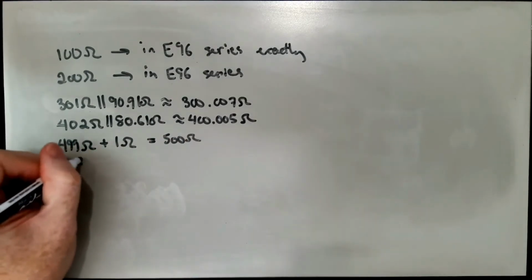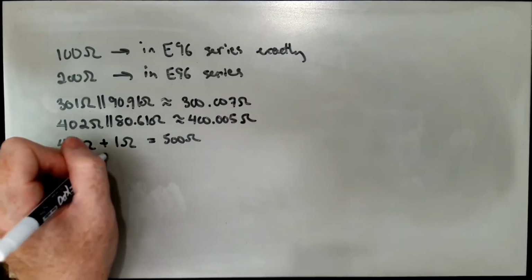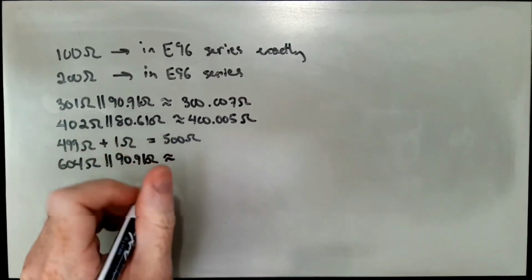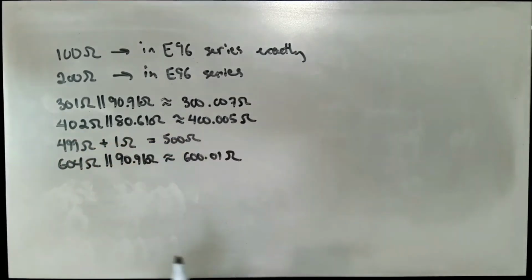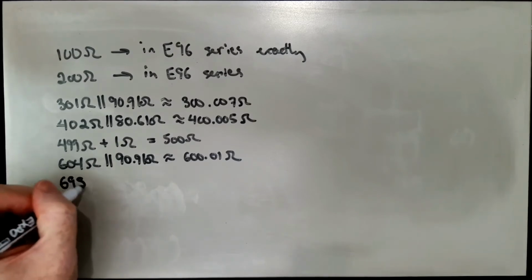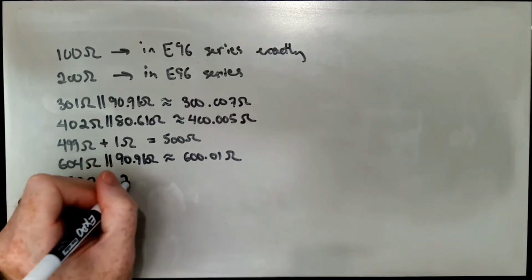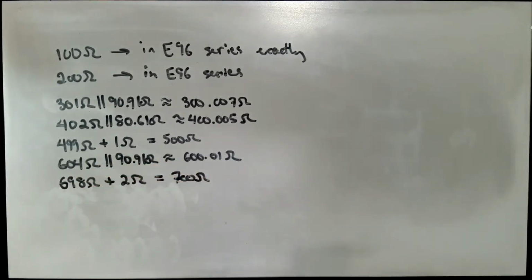604 ohms is the closest E96 value to 600, and if we put that in parallel with 90.9K ohms, that's about 600.01 ohms. Not quite as close as these two to their respective values, but close enough. 698 is the nearest E96 value to 700 ohms. Of course, if we put that in series with a 2 ohm resistor, that's exactly equal to 700 ohms. These are both standard E96 series values.